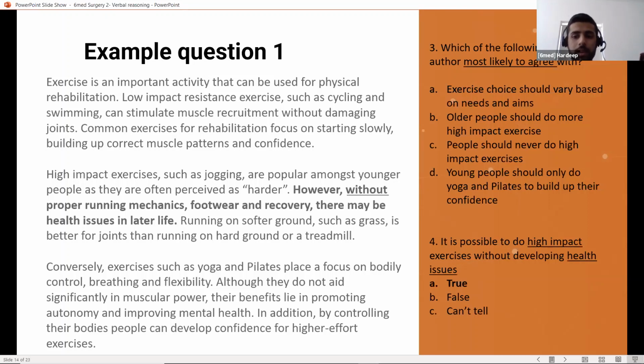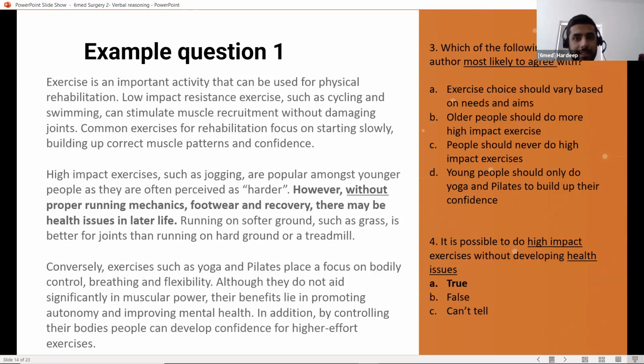And in the final part, again, here we can look at the key words in the actual answer statement and then look for them in the paragraph. So we're looking for high impact and we're looking for health issues. So we skim the paragraphs and we see health issues there in the second paragraph, and then you'd read the whole sentence. And the whole sentence says, without proper running mechanics, footwear, and recovery, there may be health issues in later life. So it says without these things, you might get issues, but that tells you that if you do have these things, you may not get issues. And therefore, we can say that this statement is true.